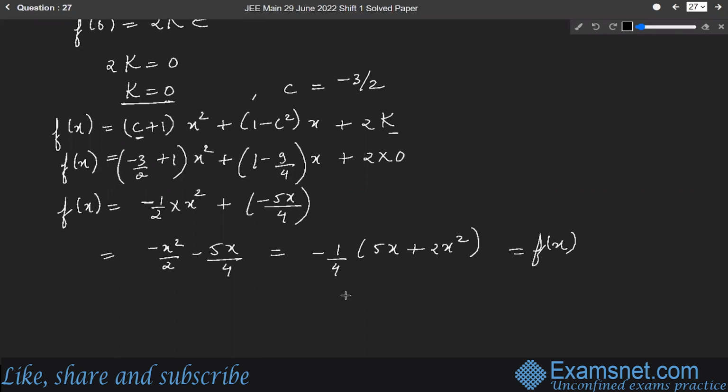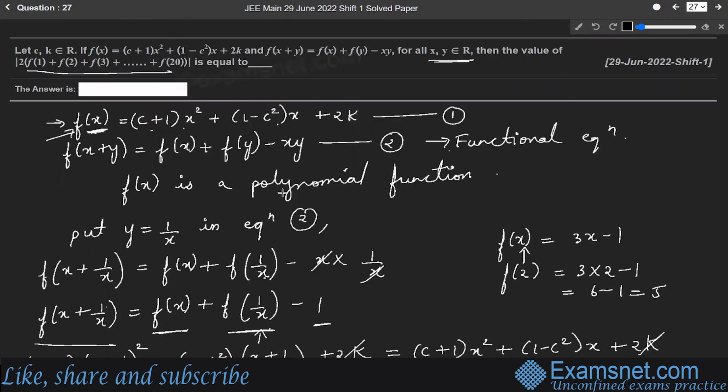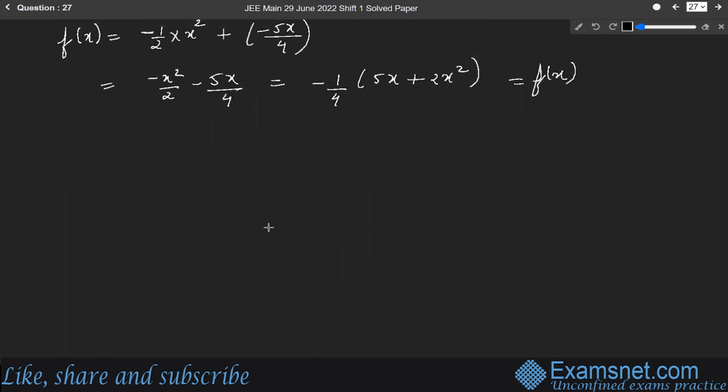Now, for this question, we have to calculate the value of a summation. So let us have a look at it. We have to calculate the value for mod of 2 into (f of 1 plus f of 2 plus f of 3 and so on up to f of 20). It is forming a summation, so it can be written as mod of 2 into summation of x is equal to 1 to 20 of f of x. This 2 is a constant, so it will be outside. So the remaining terms are summation of x is equal to 1 to 20 of f of x.